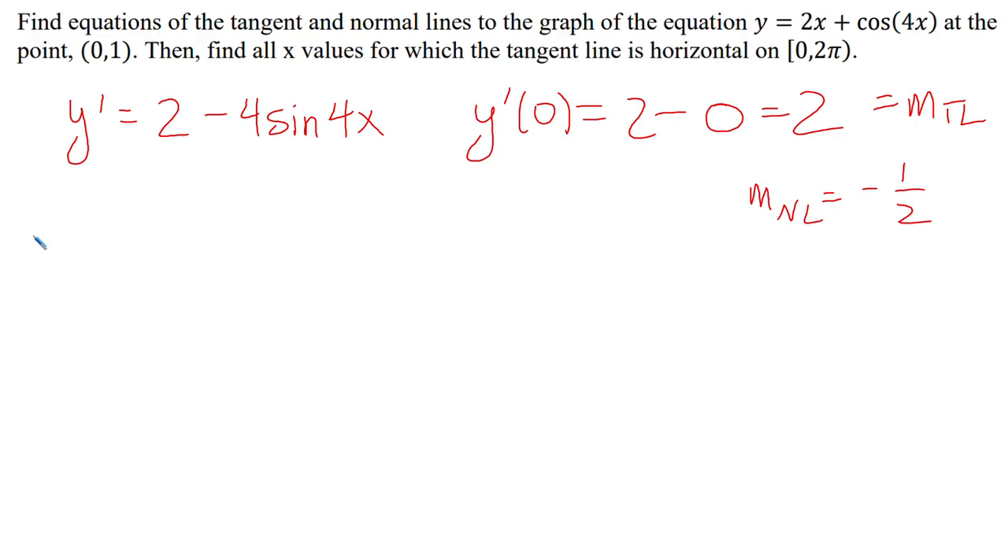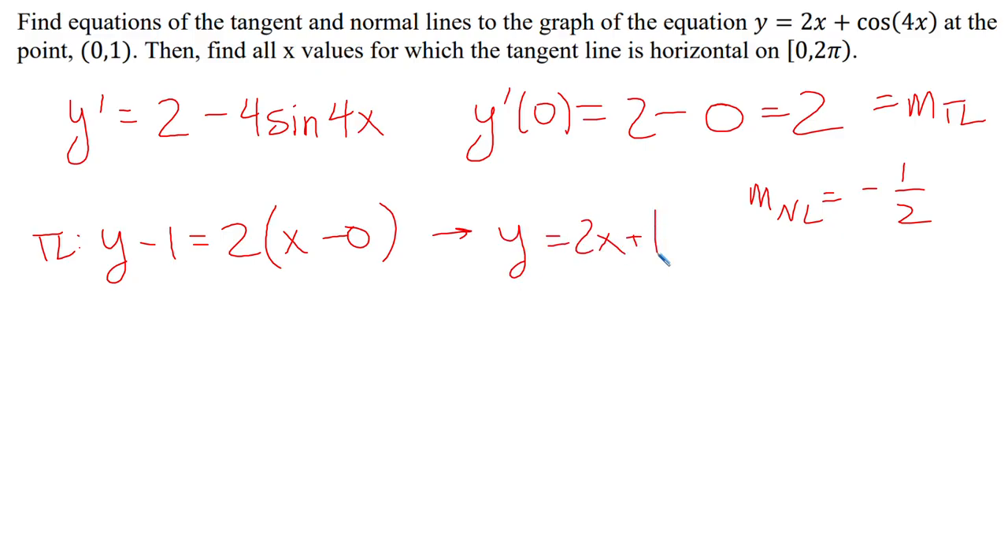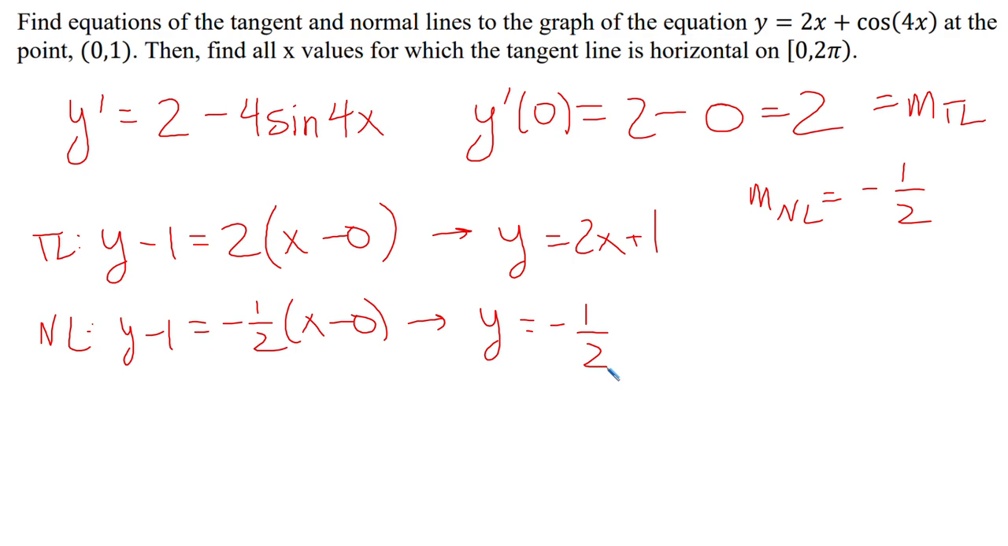So our two equations for the tangent line will be y minus our y value of 1 equals our slope of 2 times x minus 0. And of course, that one's pretty easy to see. We could have also just done slope-intercept form, y equals 2x plus 1. And our normal line should be y minus 1 equals -1/2 times x minus 0. Or if you want to put that one in slope-intercept, since we're already given the y-intercept, so not a big deal to do that. It's just -1/2x plus 1.